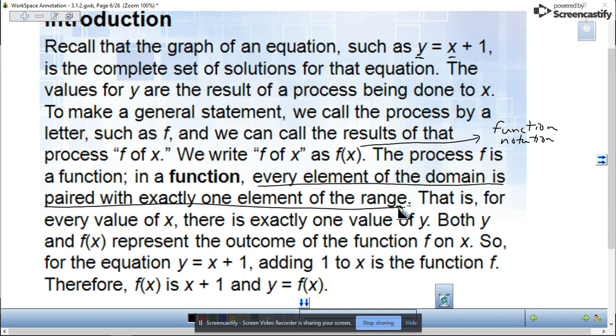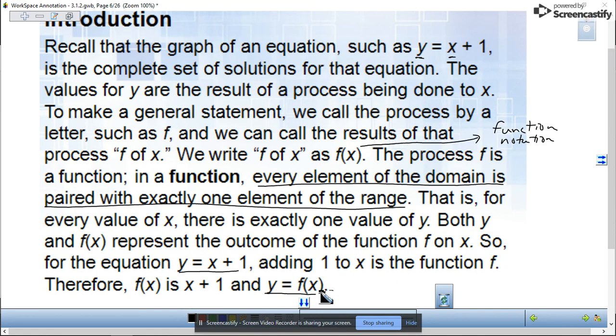So you've got one input, and the input only has one specific output in the range. That is, for every value of x, there's exactly one value of y. Both y and f of x are the same thing. They represent the outcome of the function f on x. So for the equation y equals x plus 1, adding 1 to x is the function. Therefore, f of x is x plus 1, and y and f of x are the same thing.